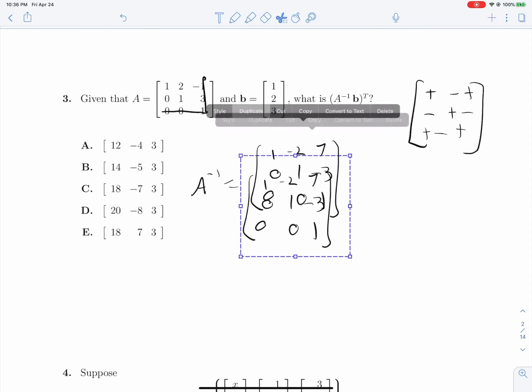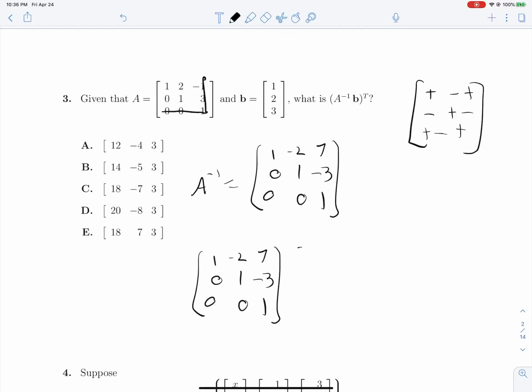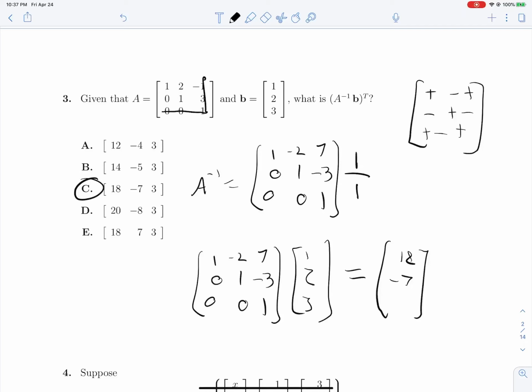So we should now be able to take this and multiply it by b, which is 1, 2, 3, and get our correct answer after we transpose everything. And I'd just like to note that we did multiply by 1 over the determinant, but since our determinant was 1, it did nothing. So let's find this. This will be another 3 by 1 vector. We will get 21 minus 4 plus 1, which is 18. Then negative 9 plus 2 is negative 7. So C should be our correct answer.